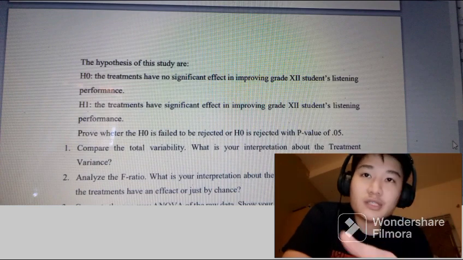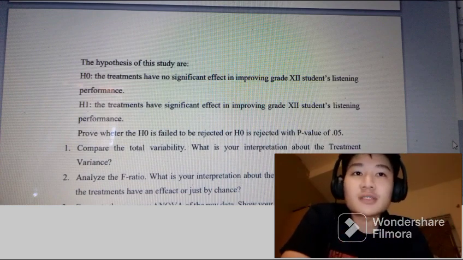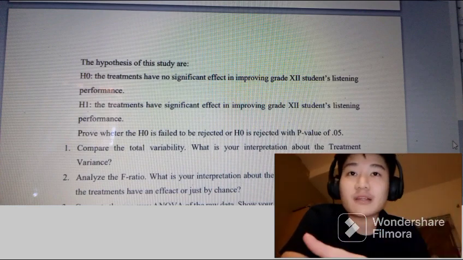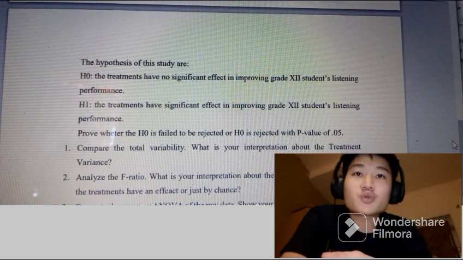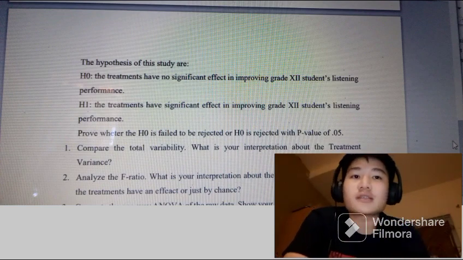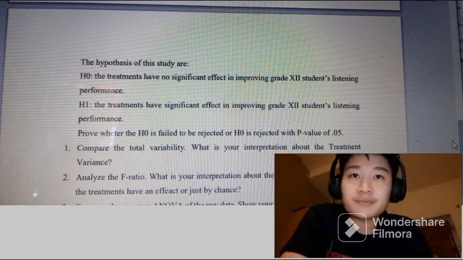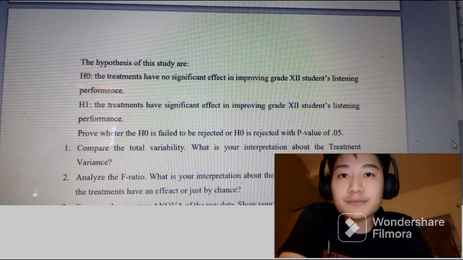So that means it is rejected. The second hypothesis shows that the treatment has significant effect in improving grade 12 students' listening performance. That is for the F analysis, the F ratio. I'm sorry. Next one.